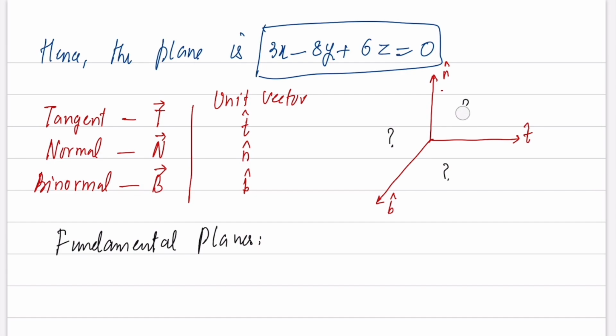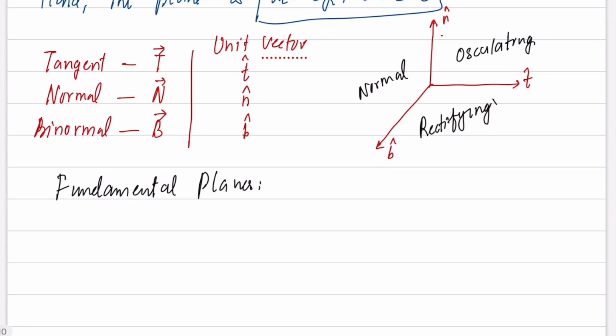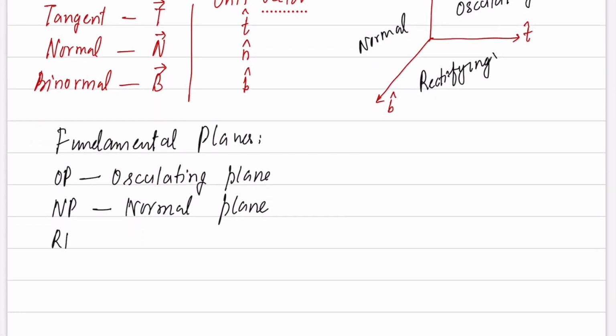The fundamental plane that lies between T and N is called the osculating plane. Similarly, the plane that lies between N and B is called the normal plane, and the plane that lies between B and T is called the rectifying plane. We shall denote these three planes by OP, the osculating plane, NP, the normal plane, and RP, the rectifying plane.